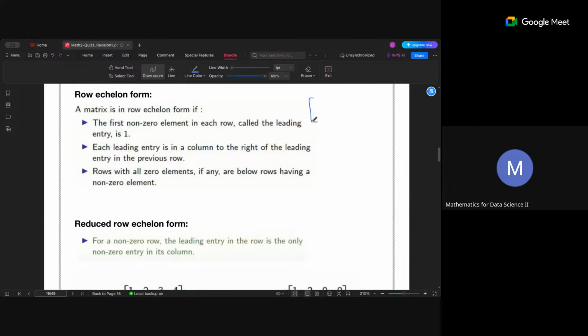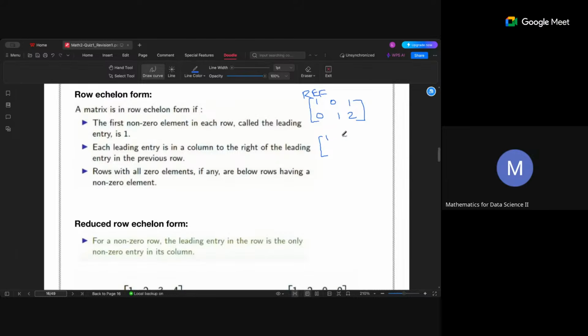So for example, let us say you have 1, 0, 1, 0, 1, 2. Is this in row echelon form? Yes, ma'am. In row echelon form. Okay. Now each leading entry is in a column to the right of the leading entry in the previous row.